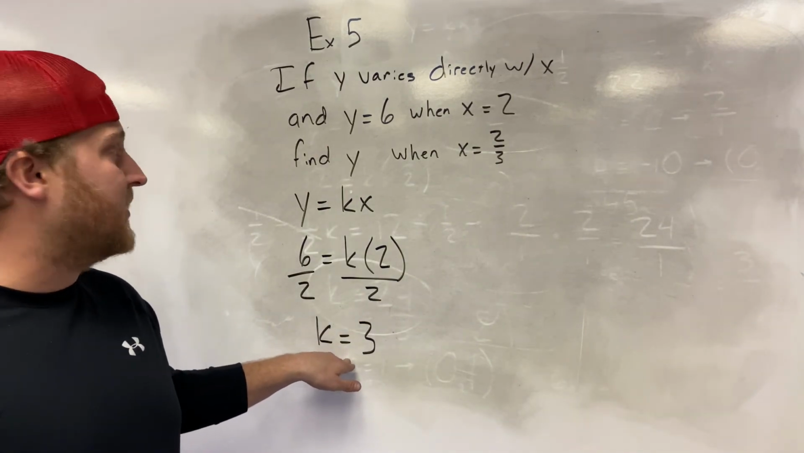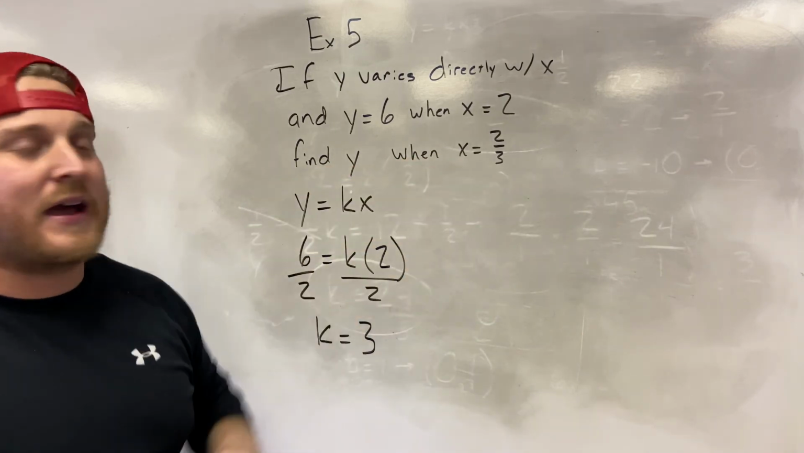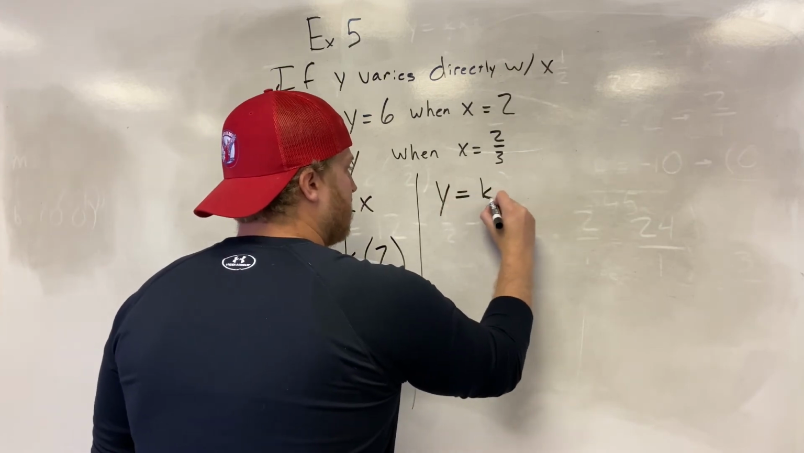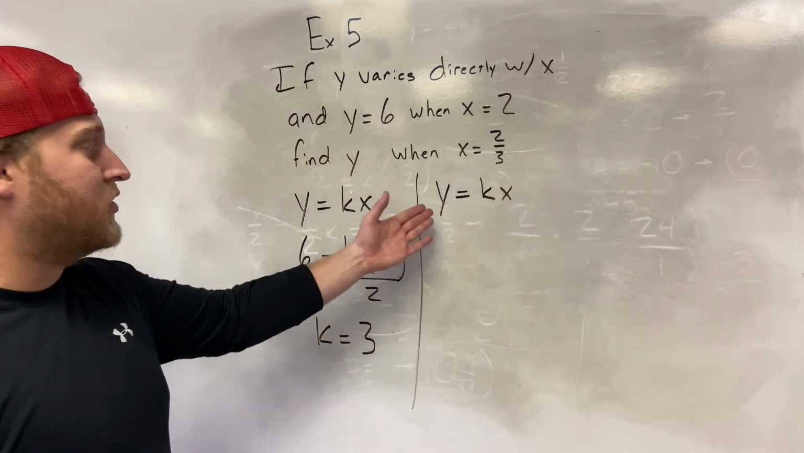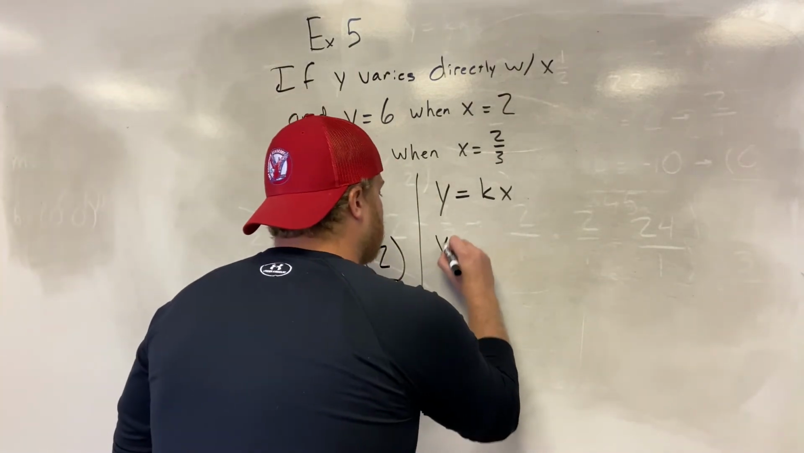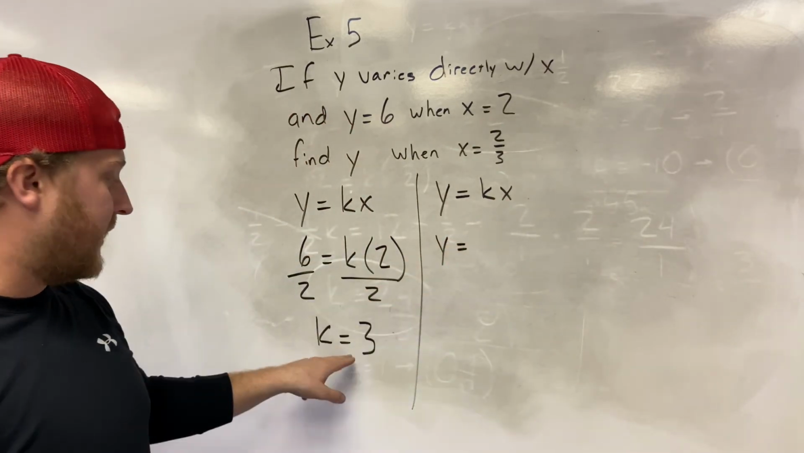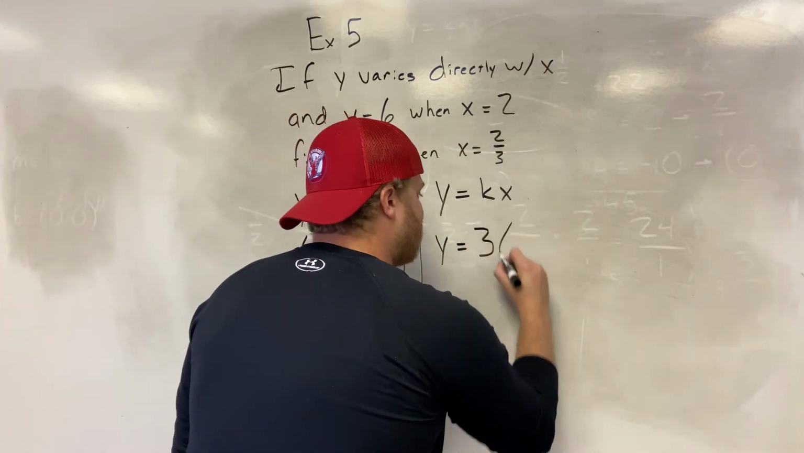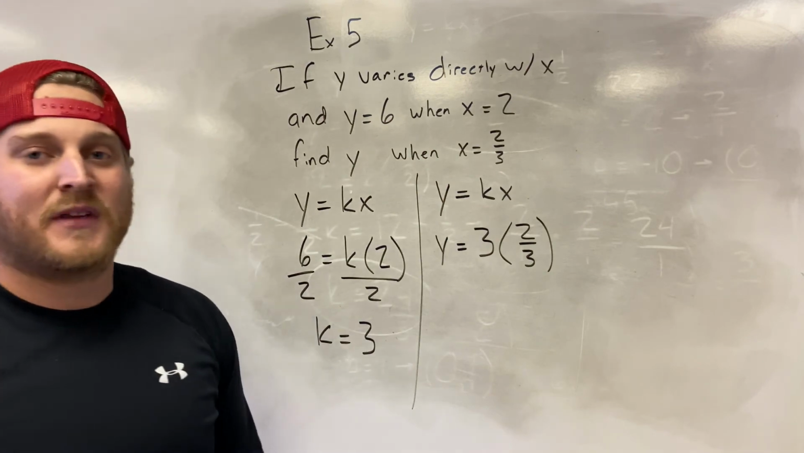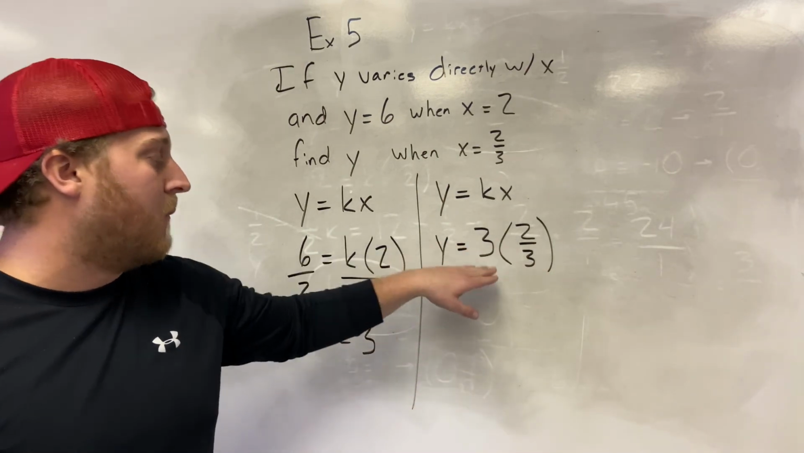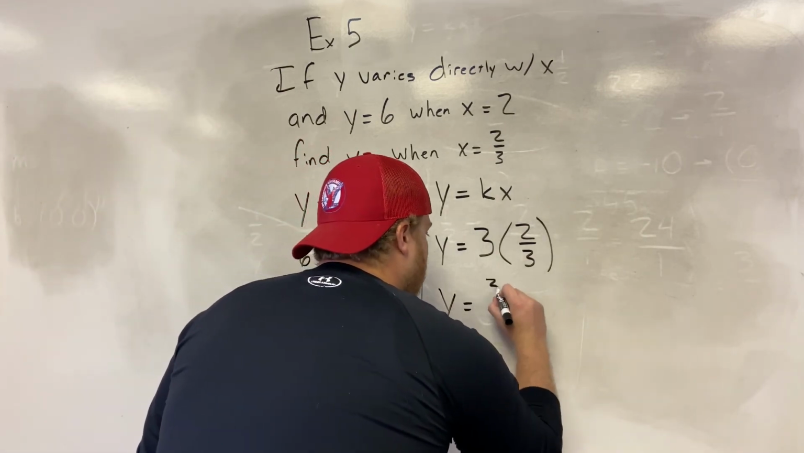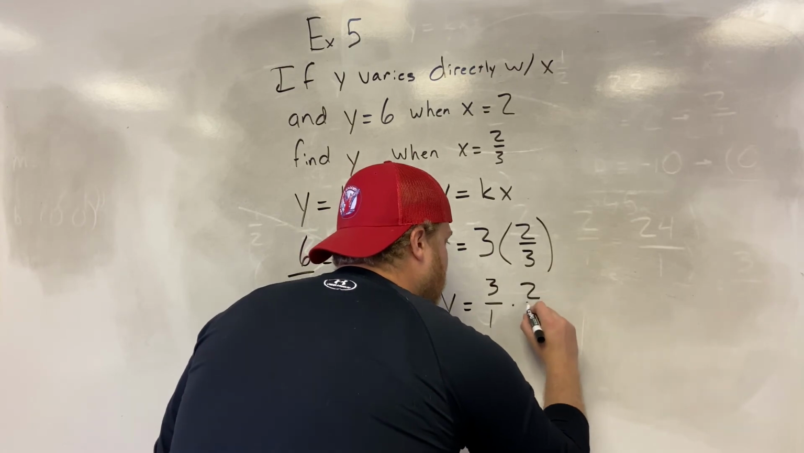Now that I have this piece of information, I can find y when x is 2 over 3. So again, I'm going to copy down y equals kx, but in this case I don't know what y equals because we're wanting to find the new one. Our constant, or our k, is going to be 3, times our x, which is 2 over 3. Now I can multiply to figure out what my y equals. So this is going to be y equals 3 over 1 times 2 over 3.